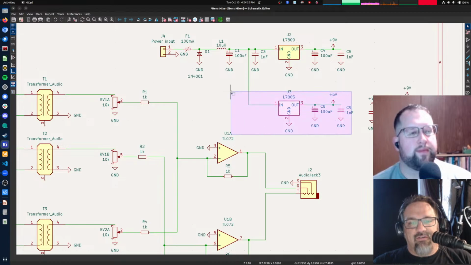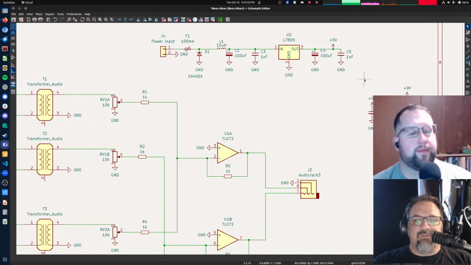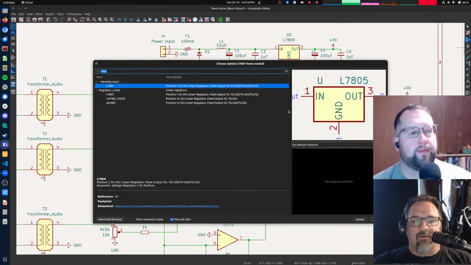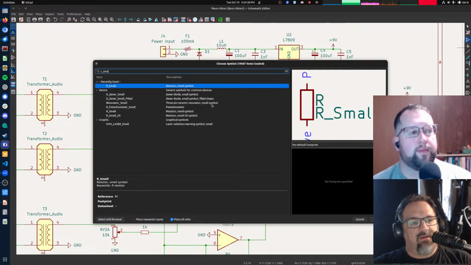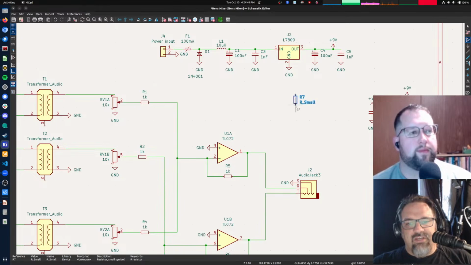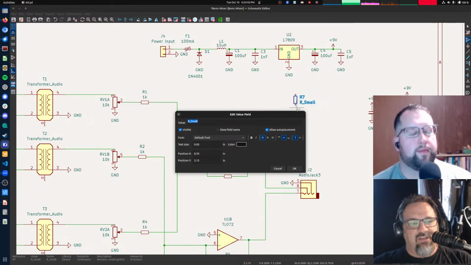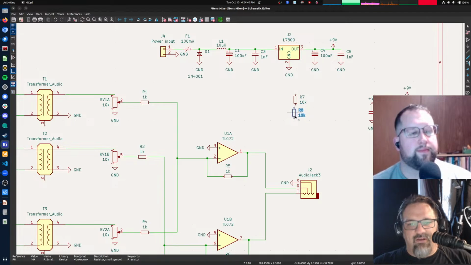What would be better is to make our own power supply using a voltage divider. So I'm going to change that value to 10K. I'm going to copy it, make another one here, grab that, put that there, put that there. Okay.